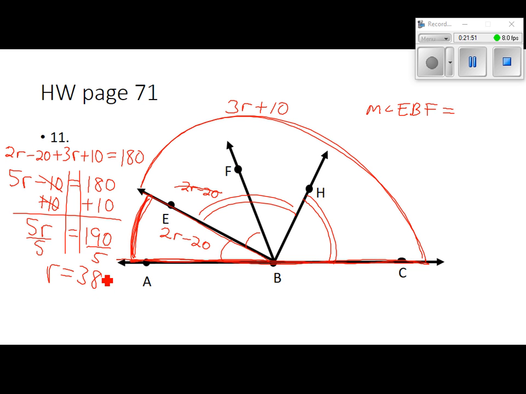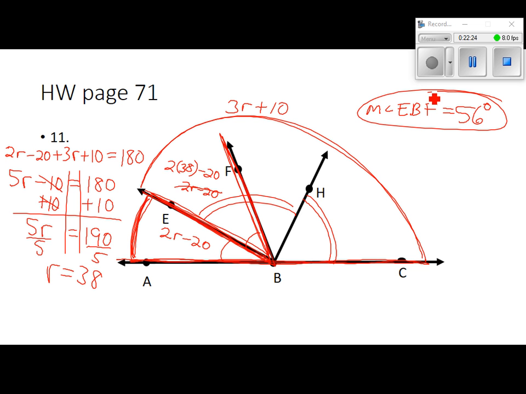Plug 38 in for R. They asked us to find EBF, didn't they? So that's that angle. Well, what do we know about that angle? It's equal to EBA. So what we had down here, we do sort of need it, don't we? So what am I gonna put in place of R right there? 38. So 2 times 38 minus 20. Do that on your calculator. 56. Does everybody agree with that? 56 degrees. Somebody read this to me. Measure of angle EBF equals 56.